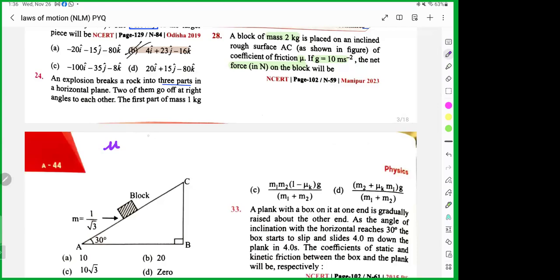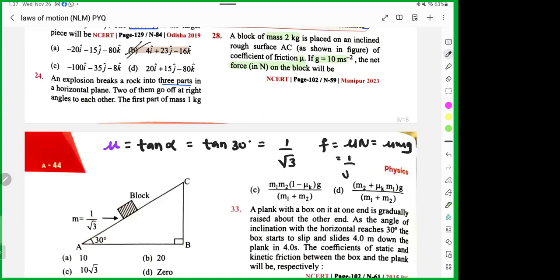Mu value will be 1 by root 3, tan 30. 1 by root 3. Yes, because we know according to the angle of repose, mu will be equal to tan alpha. We did this. Yeah. So alpha value is 30. So tan 30 value is equal to 1 by root 3. Correct. So you are right. Here, if you see the frictional force on this, you know, frictional force value is mu N or mu mg. What is mu value? 1 by root 3. What is mass? 2. What is g value?